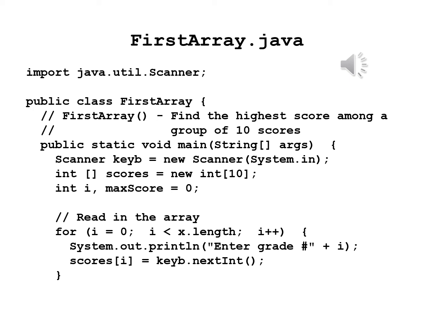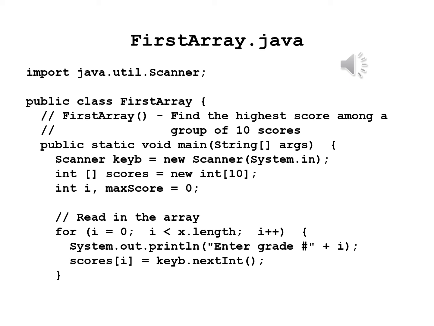Let's declare our array here. int[] score = new int[10]. And the other two variables, int i, and then maxScore = 0. Max score will need a value in advance because this is going to be tested again and again.